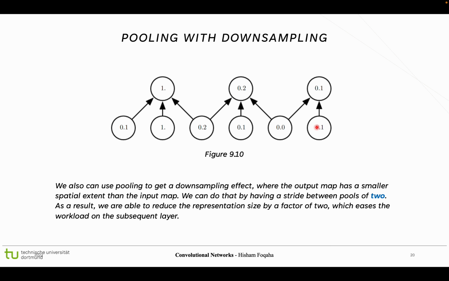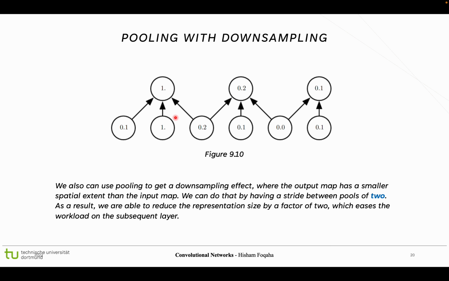So now let's talk about pooling and downsampling, like what we said before. We can use pooling to get downsampling effects, where the output map has a smaller spatial extent than the input map. For example, we can do that by having a stride between pools of two. What does stride mean? We are here now, and then we take two steps. So we take just two in the first input, and then we move two as well.